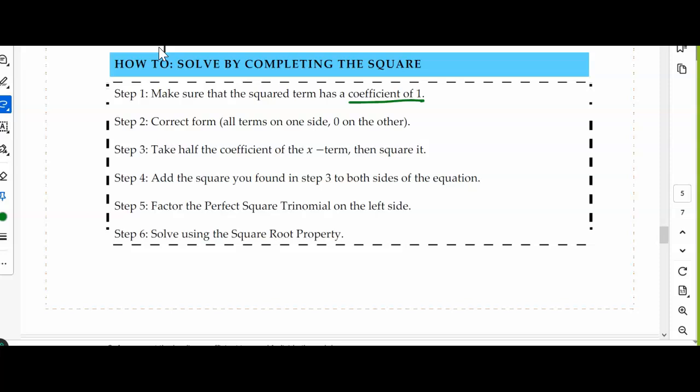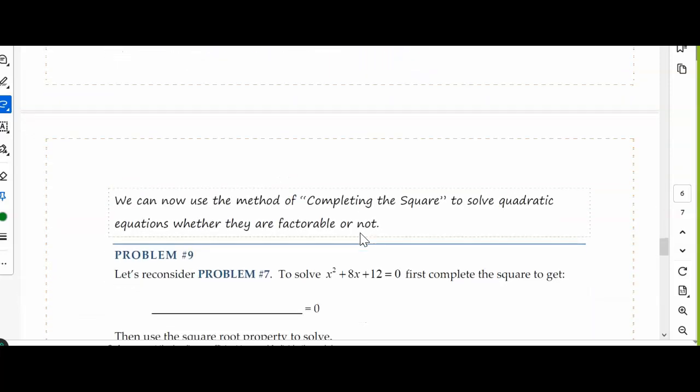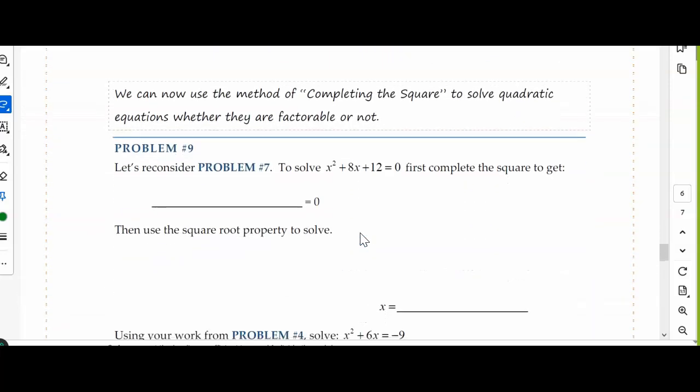And then this is where we do that thing that I talked about above. Take half of the coefficient of the x term and square it. That's the completing the square part. And then you're going to add that to both sides of the equation. And then we're going to use the square root property after we factor it.